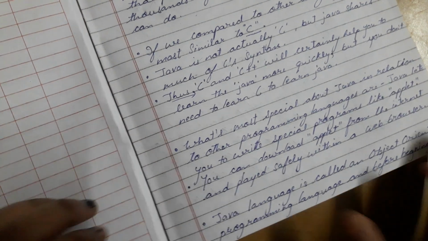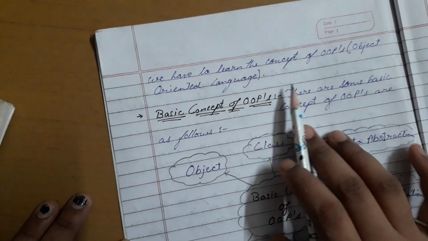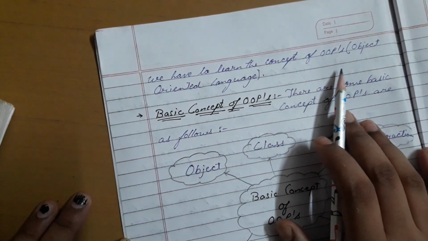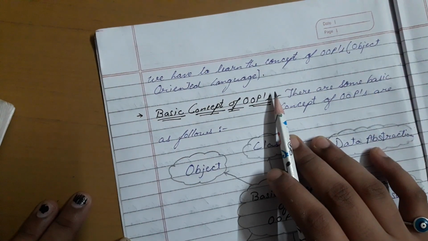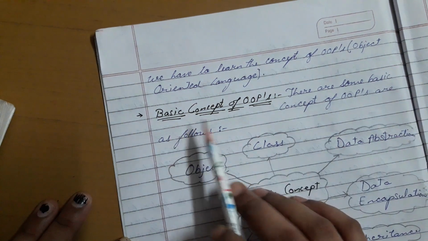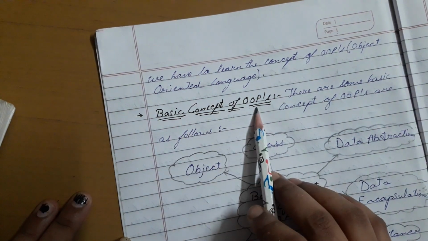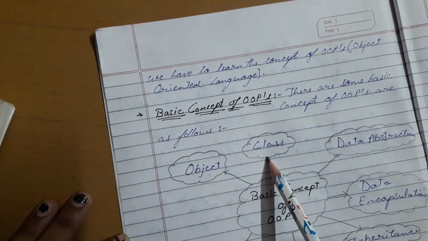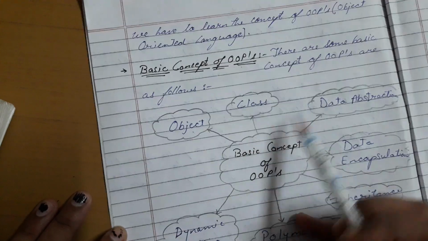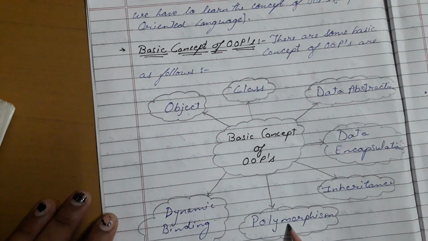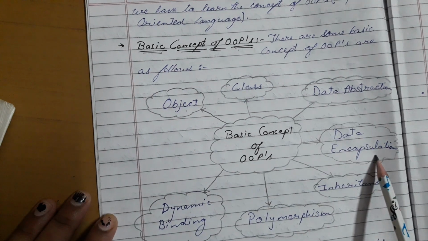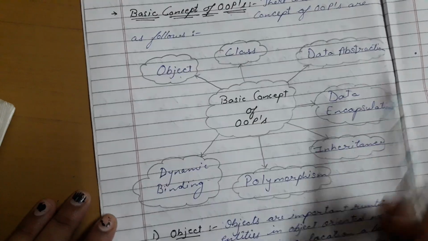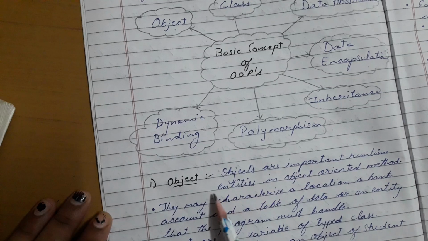And before beginning Java, we have to learn the concept of OOPS or object-oriented programming languages. Basic concepts of OOPS are objects, classes, data abstraction, dynamic binding, polymorphism, inheritance, data encapsulation, and data abstraction. So first is object.